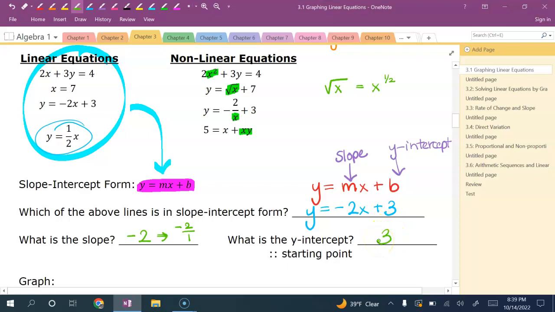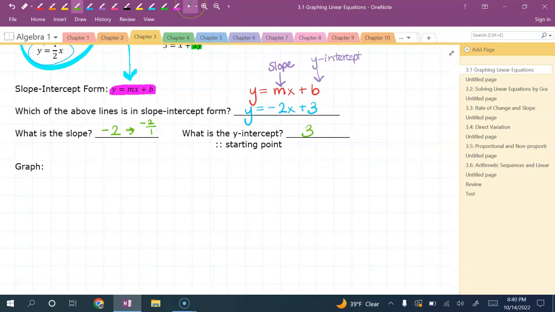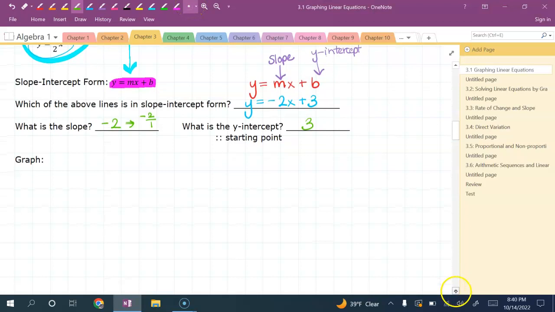Underneath it I put starting point. And I'm going to talk about what that means, but that's going to be how we get our graphs started, like where do we begin on the coordinate plane. So now I want to show you how to graph this. Now that you know what your slope is and you know what your y-intercept is, you've got enough information for you to be able to graph this line.